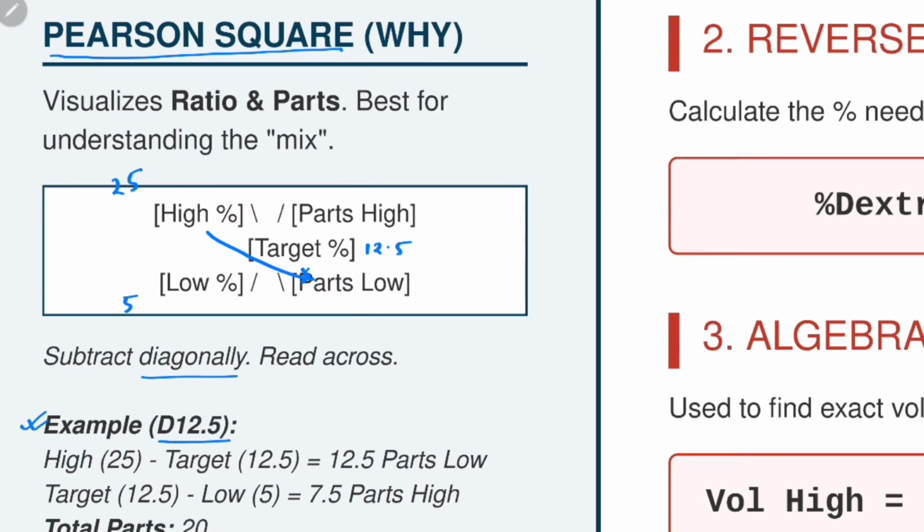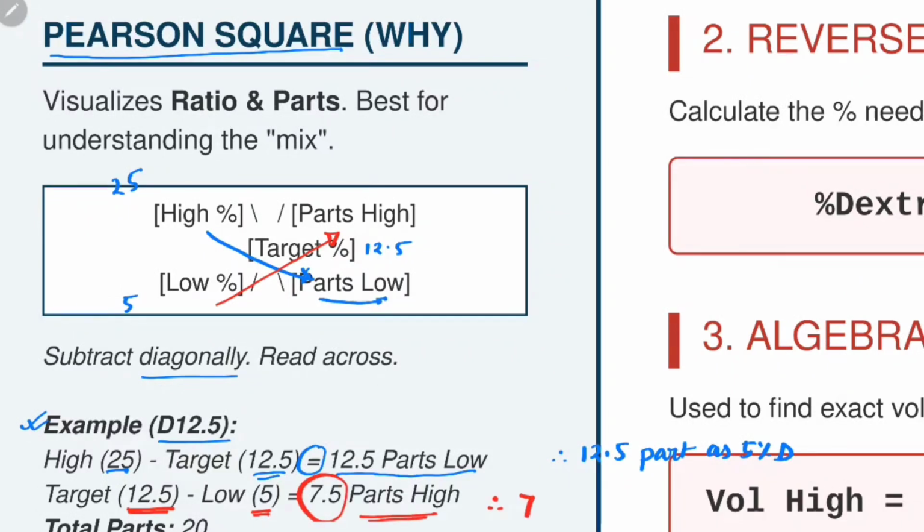That means high percentage 25 minus target 12.5 equals part low. That is 12.5 parts low. So we have 12.5 parts of 5% dextrose. And subtract diagonally once more. That means target 12.5 minus percent low 5 equals 7.5 parts high. That means 7.5 parts of our 25% dextrose.